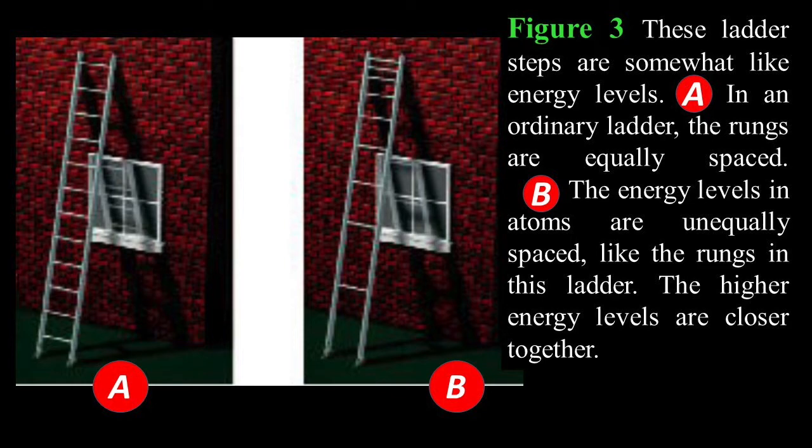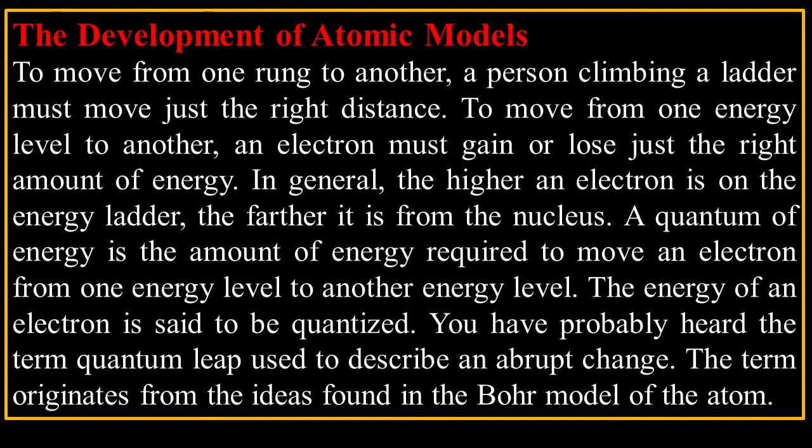A, in the ordinary ladder, the rungs are equally spaced. B, the energy levels in atoms are unequally spaced like the rungs in this ladder. The higher energy levels are closer together. To move from one rung to another, a person climbing a ladder must move just the right distance. To move from one energy level to another, an electron must gain or lose just the right amount of energy. That's going to be called a quantum. That's where the quantum comes from.